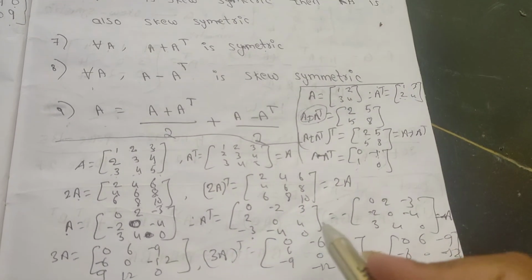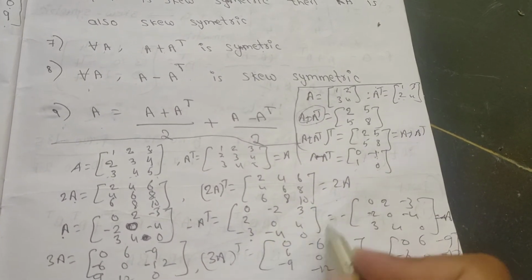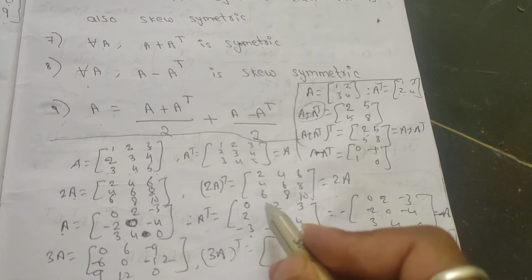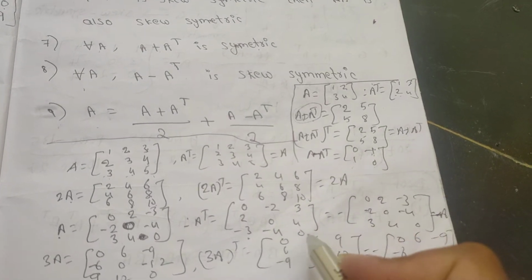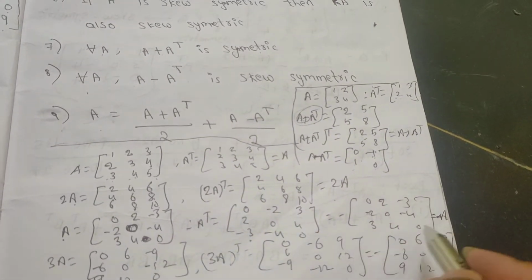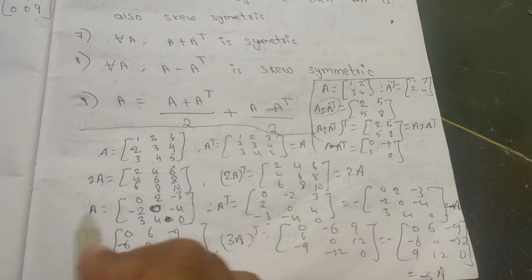Okay. So if you take minus common from all these entries, we have 0, 2, minus 3, minus 2, 0, minus 4, 3, 4, 0. So you get the same matrix. That is nothing but minus A. So if A transpose is equal to minus A, it is a skew symmetric matrix.